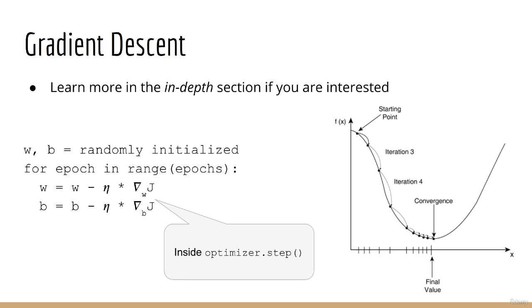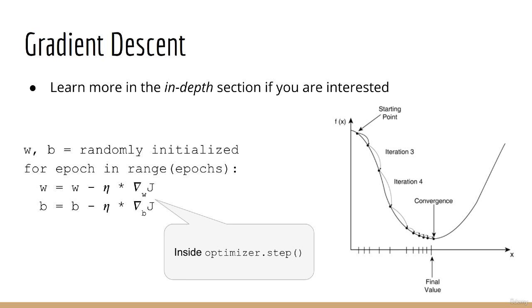You can imagine that this is exactly what goes on inside the optimizer.step function. This is really all that's happening. For epoch in range epochs, set W equal to W minus eta times the gradient of J with respect to W, and set B to B minus eta times the gradient of J with respect to B. So again, all we're doing is taking small steps in the direction of the gradient with respect to W and B. Now, one obvious question that arises from this is, how small should these small steps actually be?